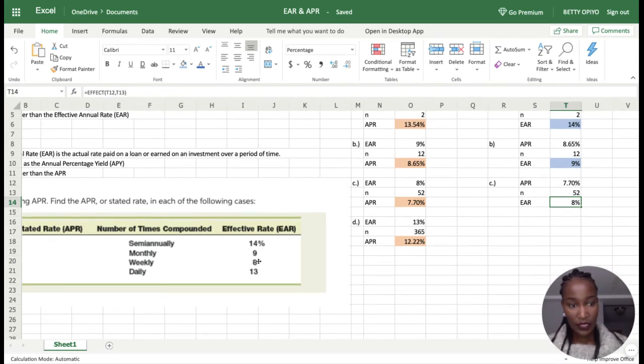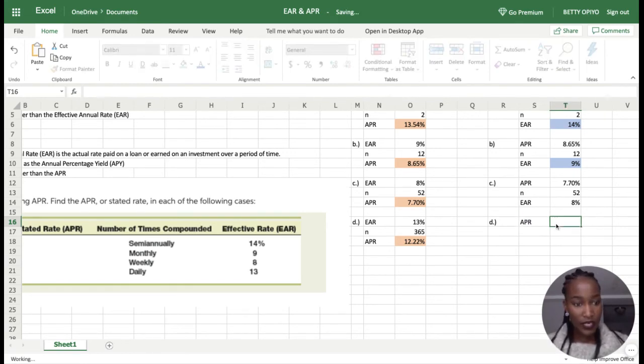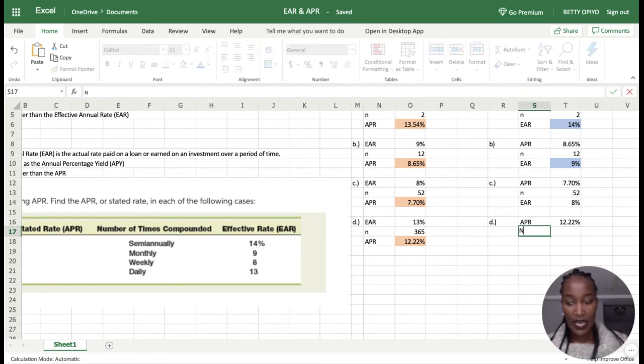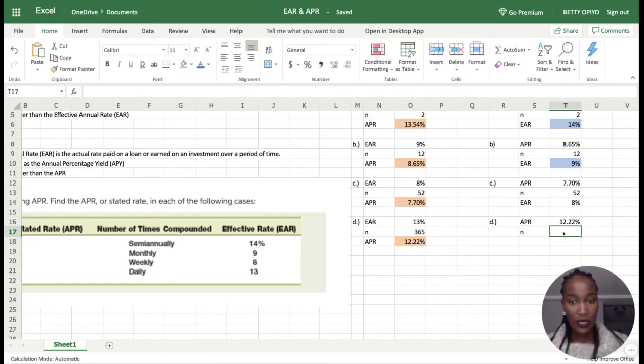And lastly, here, we're assuming we've been given an APR of 12.22%, and the number of compounding periods is daily. How do we find the 13%, which is the effective annual rate? Same thing as before, APR. I'm just clicking on the answer that we found, which is 12.22, because you're assuming that is the rate, the APR that you've been given. And then N, number of compounding periods per year, is daily. So we have 365 days in a year.